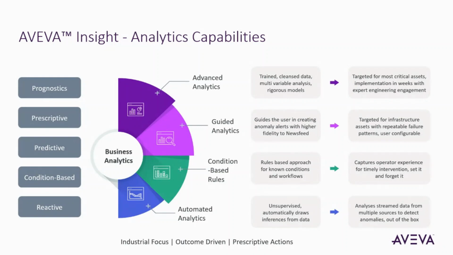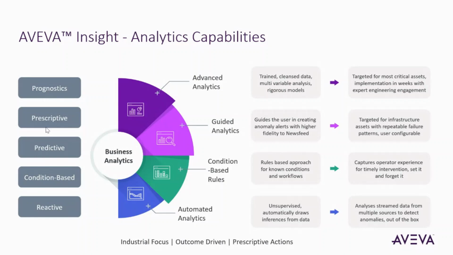Starting at the bottom of this circle, we've got automated analytics. This is unsupervised machine learning, and it's included with AVEVA Insight as standard. When you start uploading data into Insight, it'll automatically scan your data on a tag by tag basis, and it'll establish a baseline model for the behavior of that tag without any configuration necessary on your end. It will then post anomalies for these tags into the newsfeed.